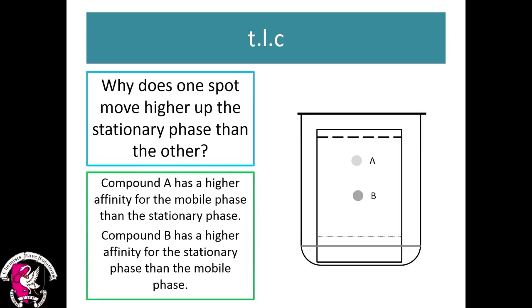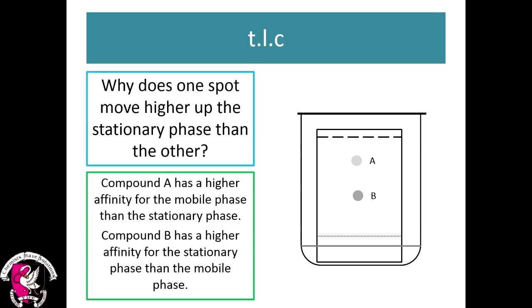So the real reason, the simplified reason, is that compound A, whatever it may be, has a higher affinity for the mobile phase than the stationary phase. What I mean by that is it's more attracted to the solvent than it is to the stationary phase, the silica gel. So it's traveling with the solvent further than B. Compound B has a higher affinity for the stationary phase than the mobile phase, so it's actually bonding itself to the silica gel more than it is with the solvent.